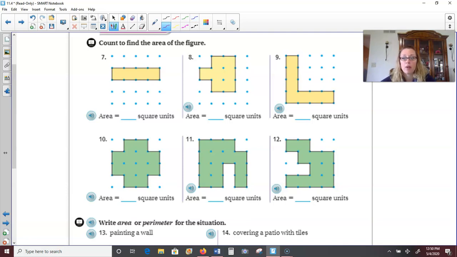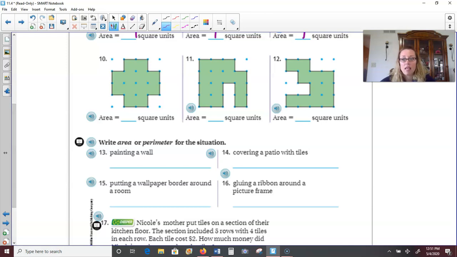So we're counting the square units, 1, 2, 3, 4. So this has an area of 4 square units. On number 8, 1, 2, 3, 4, 5, 6, 7. Notice how I'm just doing little dots. That just helps me keep track of the squares I counted so I don't forget any or count them twice. So 7 square units for number 8. And then on number 9, 1, 2, 3, 4, 5, 6, 7 square units again. But notice how even though both of those shapes have 7 square units for their area, the shapes themselves are different.